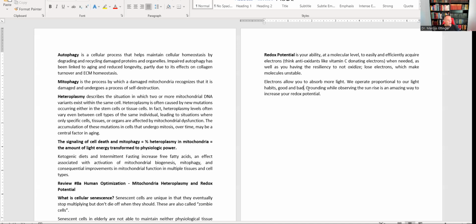Are we in the sun? Are we in artificial light at night? Are we on our phones until 1 in the morning? Are we seeing sunrises and sunsets? Are we exercising indoors at the gym? What we surround ourselves with.